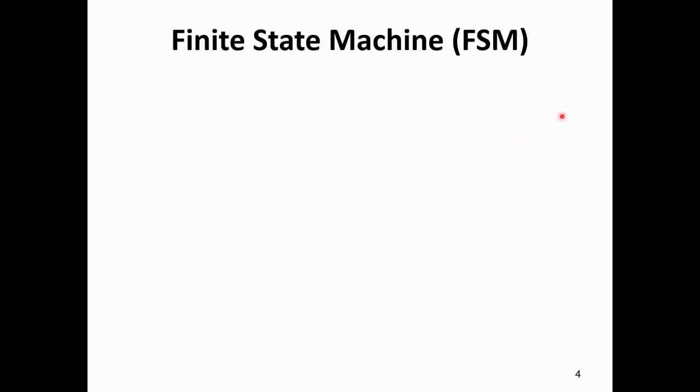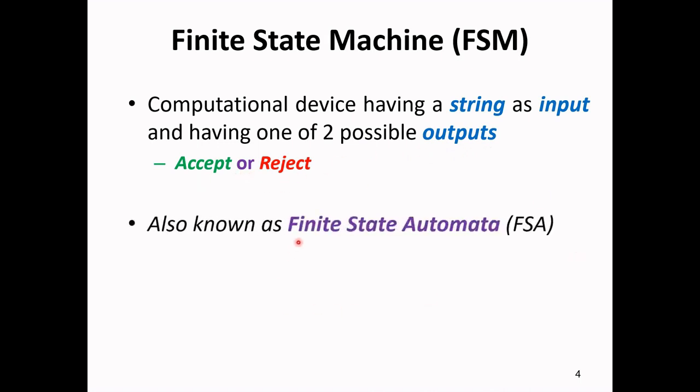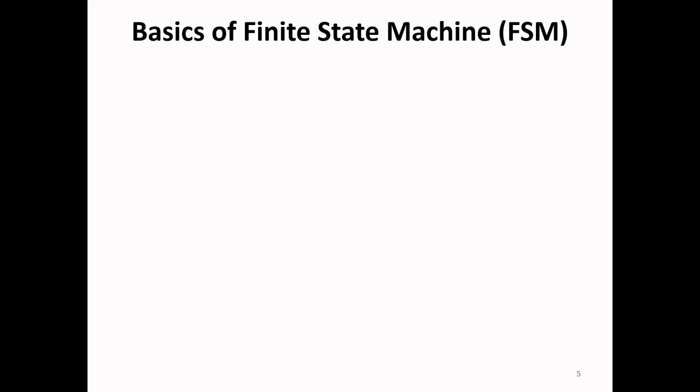Finite state machine is a computational device having a string as input and having one of two possible outputs, accept or reject. It is also known as finite state automata. Let us discuss how to design a finite state machine.